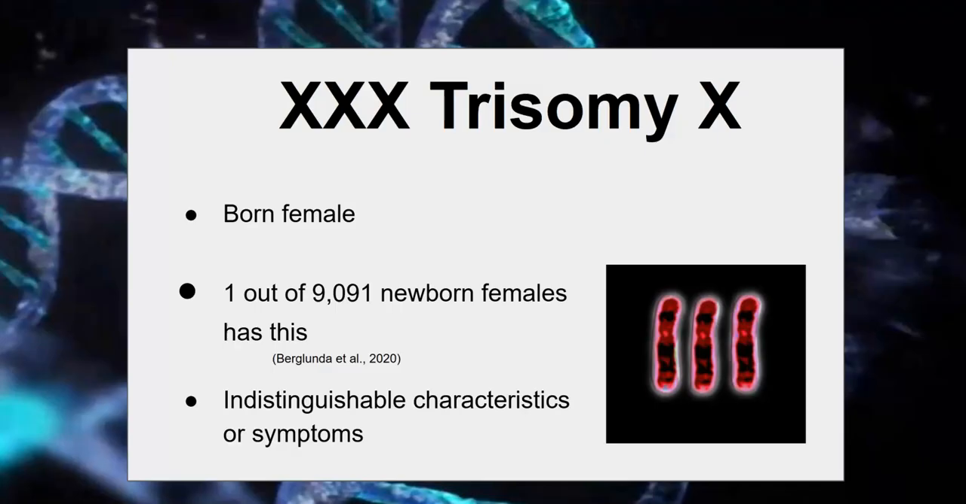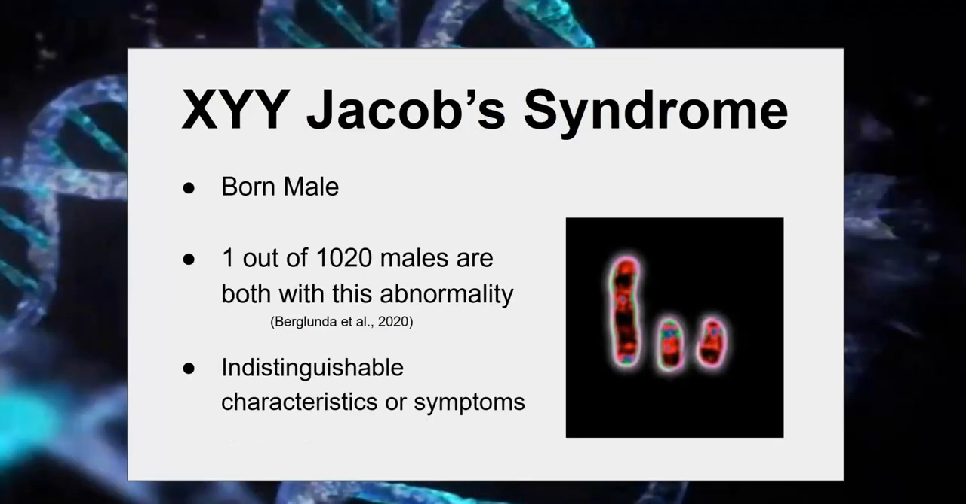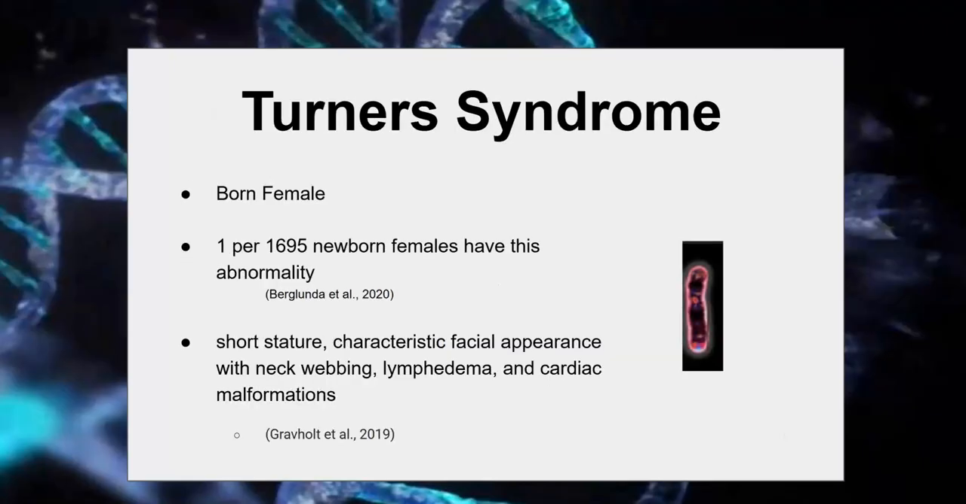So trisomy X, you are born female. 1 out of every 9,091 newborn females has this. So that's quite a rare type of abnormality. It has indistinguishable characteristics or symptoms. Let's go ahead and look at XYY Jacob syndrome. They are born male, and 1 out of 1,020 males are born with this abnormality. Like with the trisomy X, this has indistinguishable characteristics or symptoms as well.